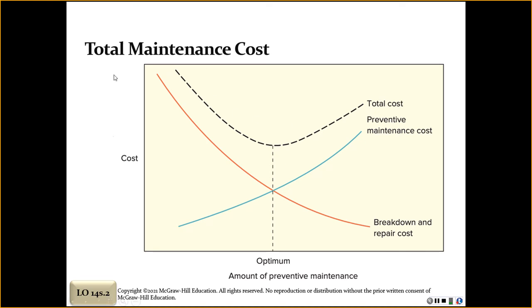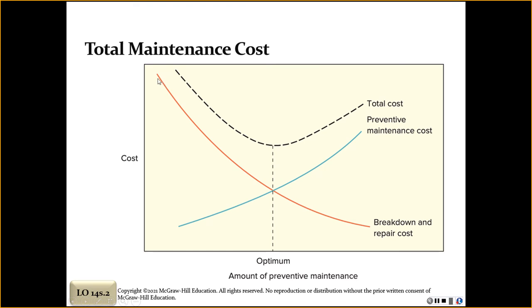Now, this graph here, total maintenance costs, this figure or diagram or graph or whatever you want to call it, you have your preventative maintenance costs. You see that you have your costs on the side. So the lower the cost is, the lower the amount of preventive maintenance. But over time, that cost rises as the amount of preventive maintenance rises. So over time, that cost goes up for preventative maintenance. And then here you have your reactive or your breakdown and repair costs.